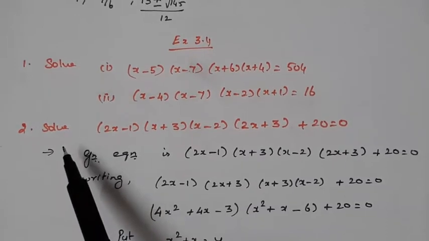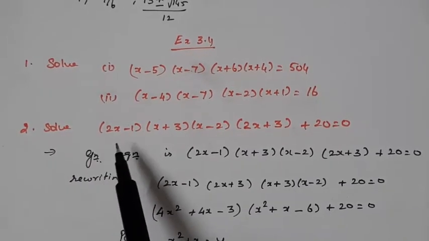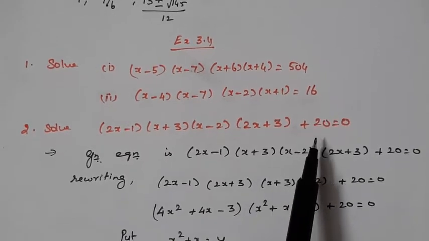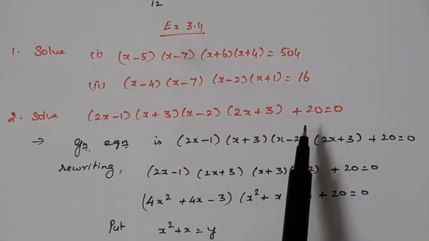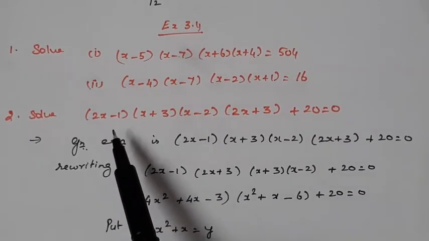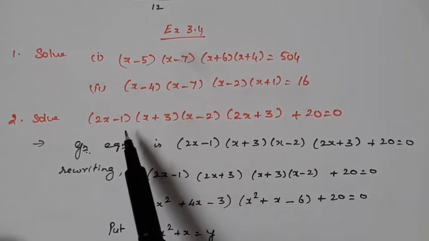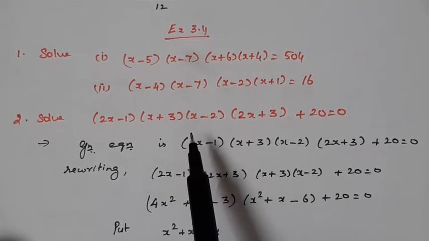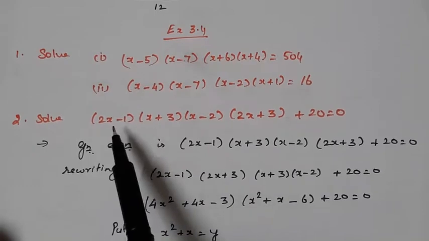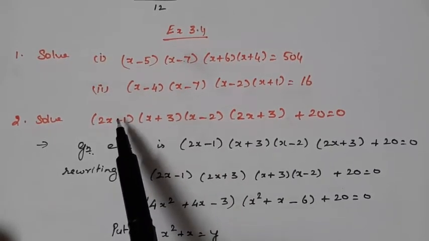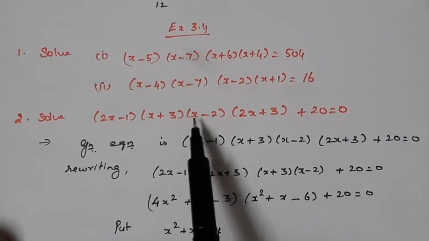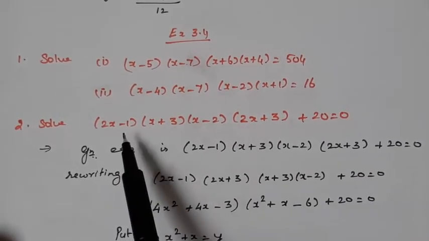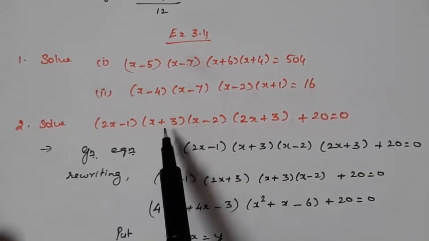Now let me do the second one. Solve (2x minus 1)(x plus 3)(x minus 2)(2x plus 3) plus 20 equal to 0. Here you have to choose the factors to find the product in such a way that the coefficient of x squared and the coefficient of x would be the same. There are 3 possibilities. The first one is multiplying the 1 and 2, and 3 and 4. The second possibility is 1 and 3, and 2 and 4. The third one is 1 and 4, and 2 and 3.